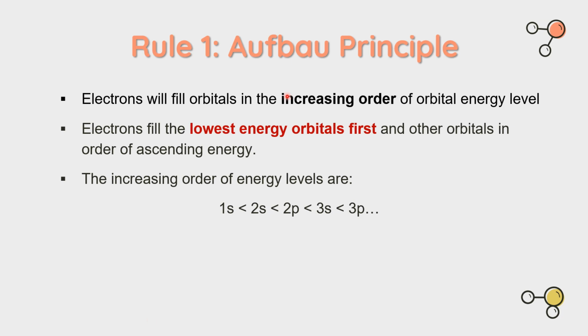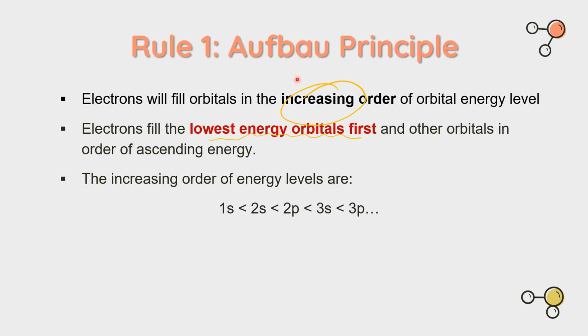According to Aufbau Principle, electrons will fill orbitals in the increasing order of orbital energy level. Electrons fill the lowest energy orbital first and the other orbitals in the order of ascending energy. So in this order of increasing energy level, we can see that 1s is the lowest orbital with the lowest energy level, followed by 2s, 2p, 3s, and 3p. So according to Aufbau Principle, kita kena isi elektron pada orbital yang mempunyai tenaga yang paling rendah dahulu, okay, followed by the other orbitals later on.